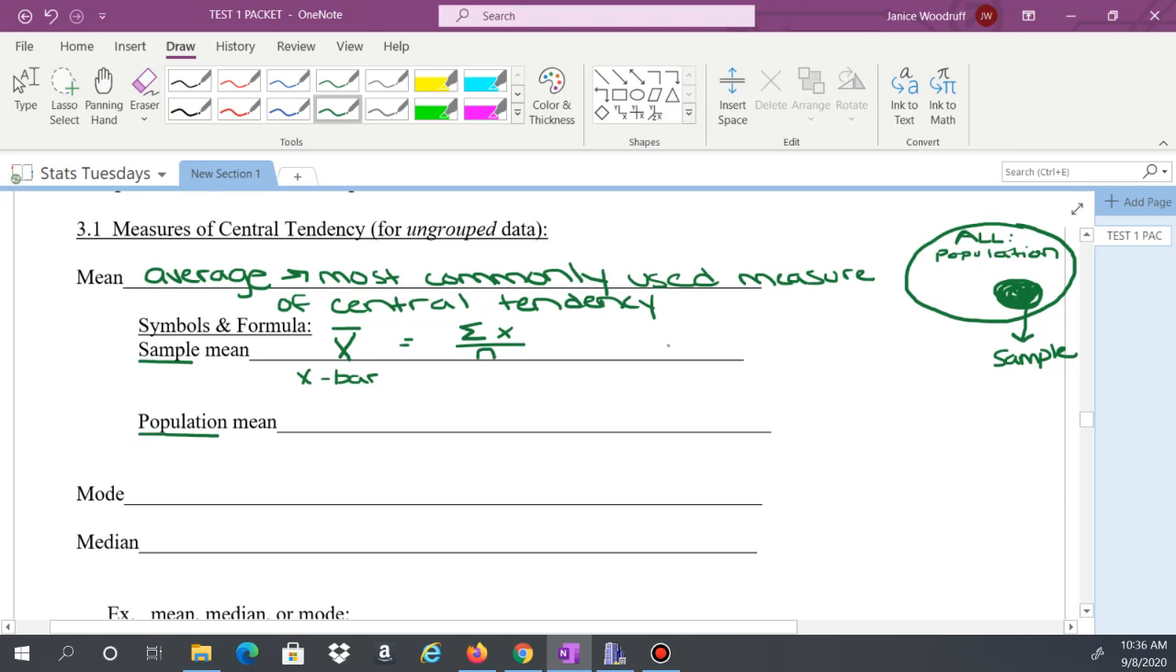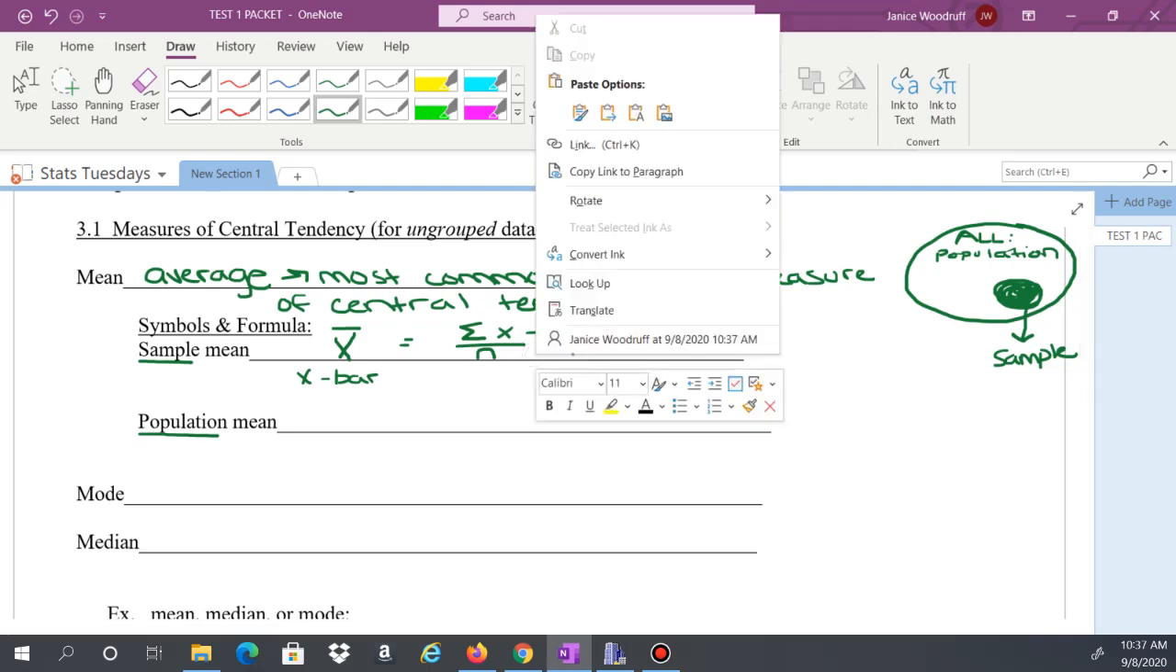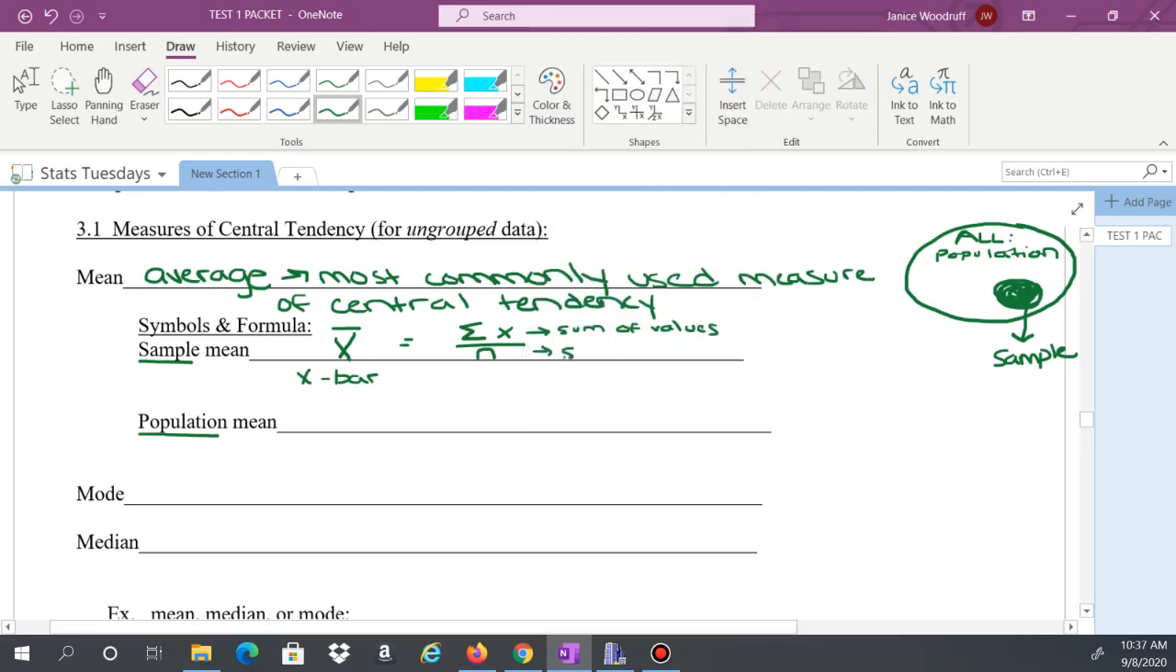This means the sum of values, and the lowercase n is going to be your sample size. So you guys already know how to calculate a mean. It's the same that we have already learned in previous math courses. It's just putting a formula to it. You add up all of the values, divide by how many.